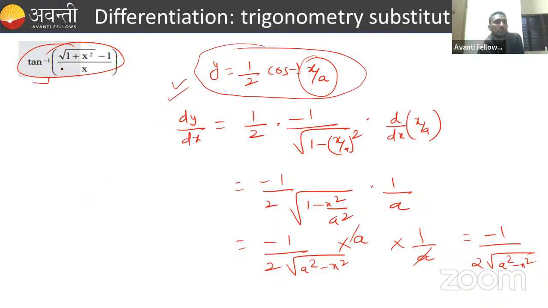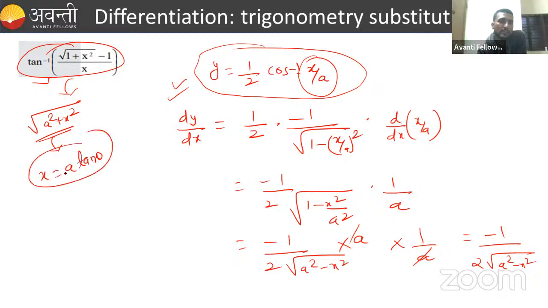And in this question also you can see root under 1 minus x square. So what substitution you can take? It is in the format of root under a square plus x square. So if it is like this, you can take x is equals to what? a tan theta. But in this case, 1 is there, so you can take x is equals to tan theta only. And just after solving this, you will get a simpler equation. From there, you can find the differentiation. Okay.